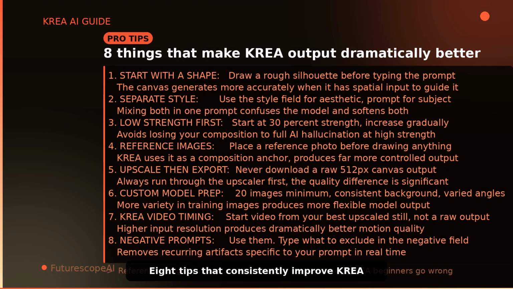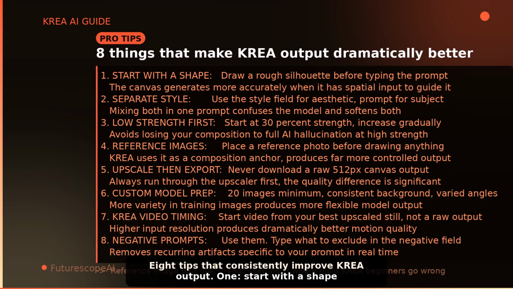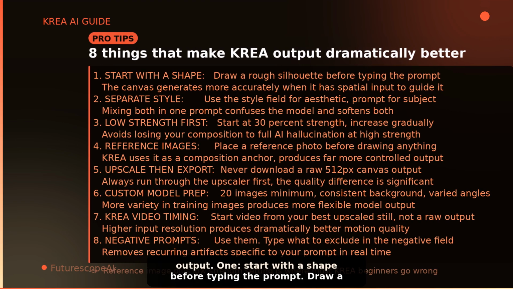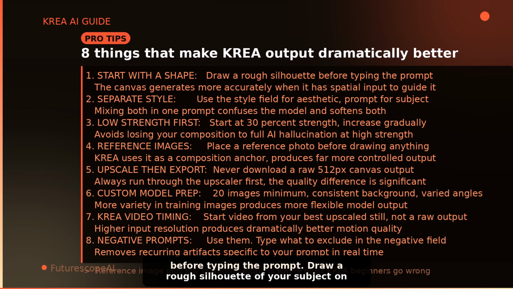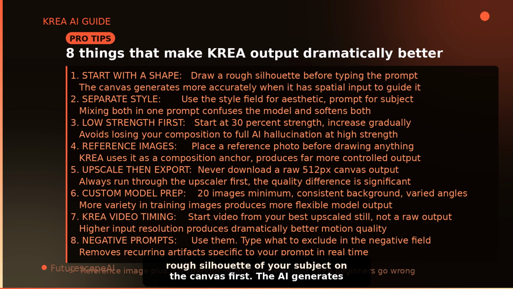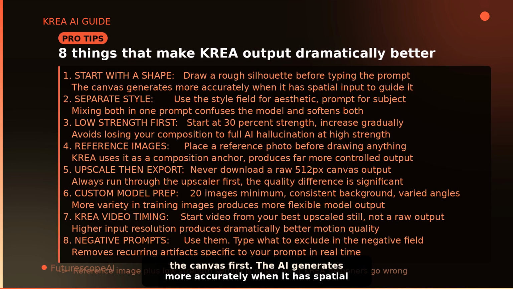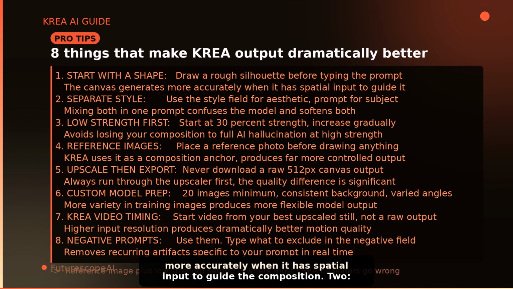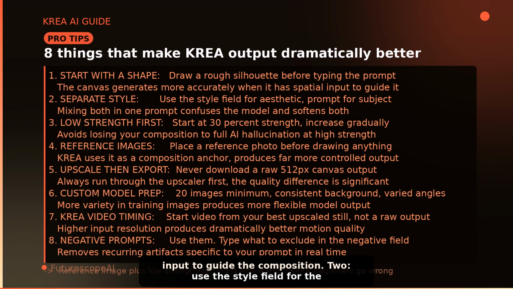8 tips that consistently improve KREA output. 1. Start with a shape before typing the prompt. Draw a rough silhouette of your subject on the canvas first. The AI generates more accurately when it has spatial input to guide the composition. 2. Use the style field for the aesthetic and the prompt field for the subject. Mixing both into one prompt softens the results.